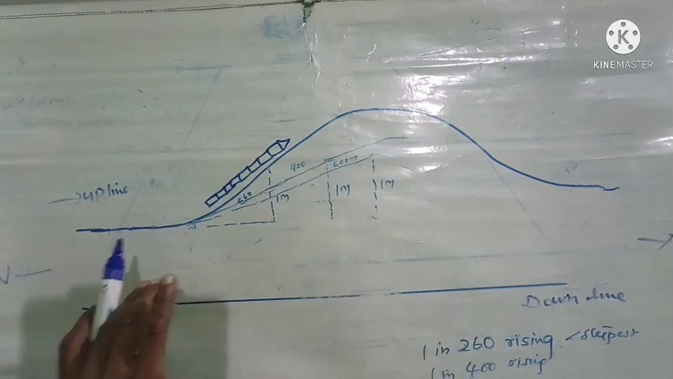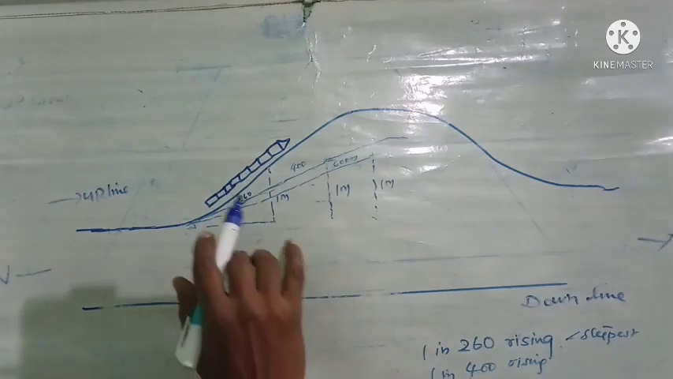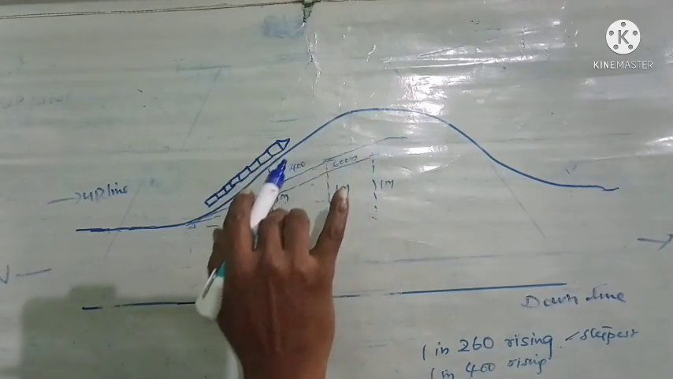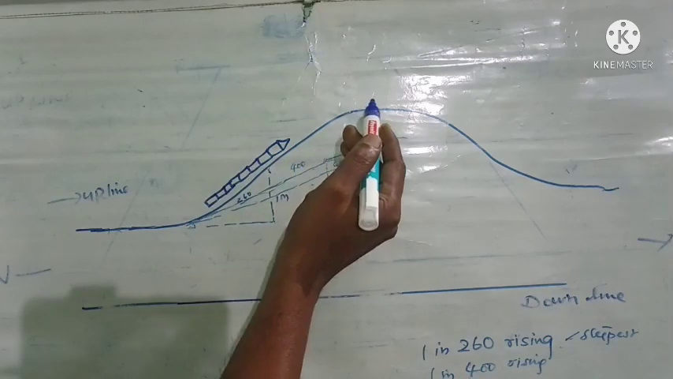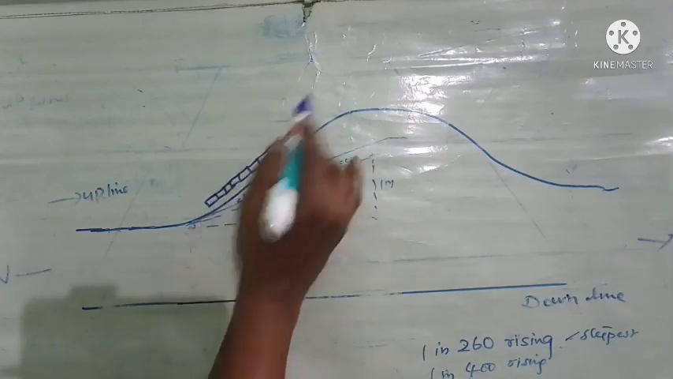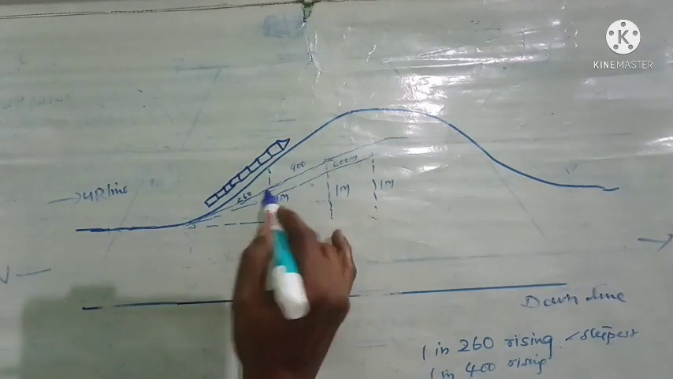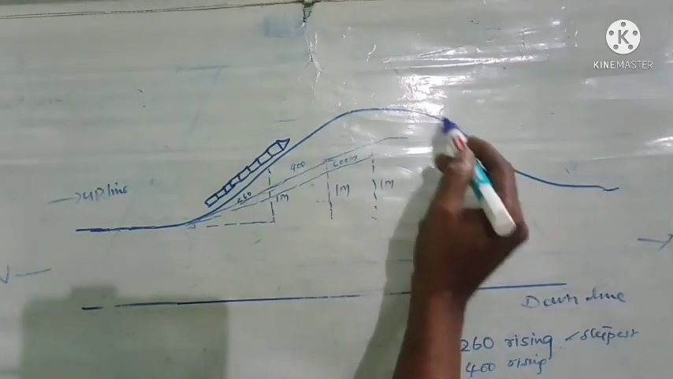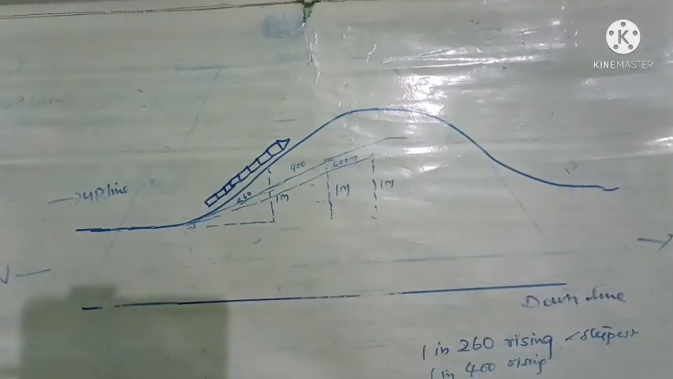A gradient is called rising or falling according to the train traffic. Here the train is going towards this direction, so we can say this is a rising gradient. Suppose the train is coming in the other direction, then we can call this a falling gradient for the train. So the gradient is called according to the movement of the train.